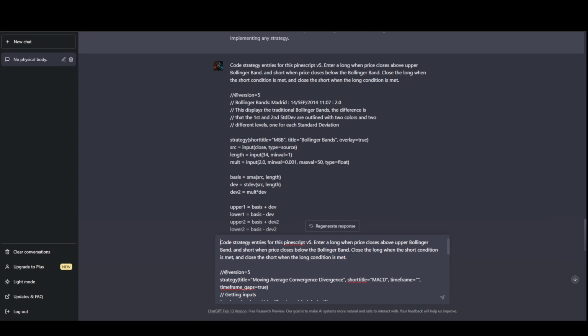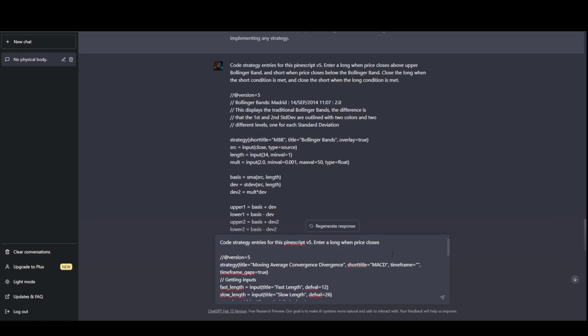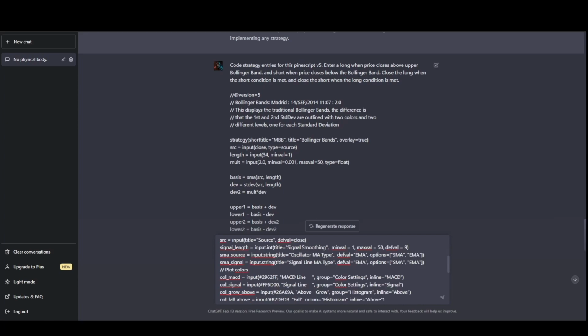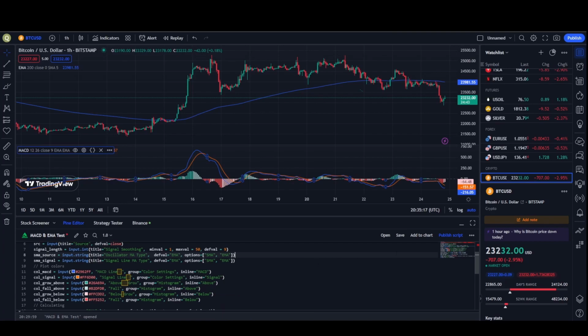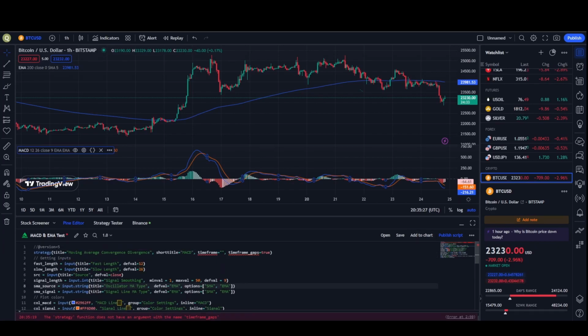I'm going to try and word this in a way of how I just explained it on the video. Okay. Code strategy entry for PineScript v5. Enter a long when price closes. Okay, well, I need to be quite specific with this. Enter code strategy entries for this PineScript v5. Enter a long when MACD line, color line, let's have a look. Right, add to chart. Time frame. Oh, it's having an error. The strategy function does not have an argument with the name time.